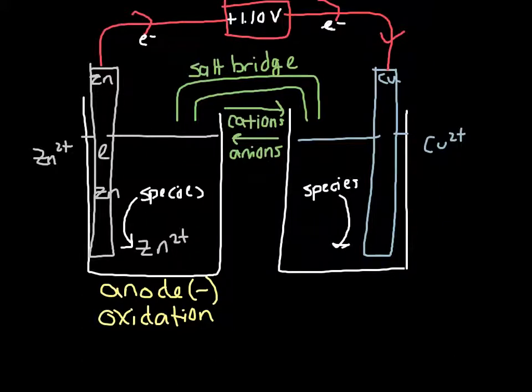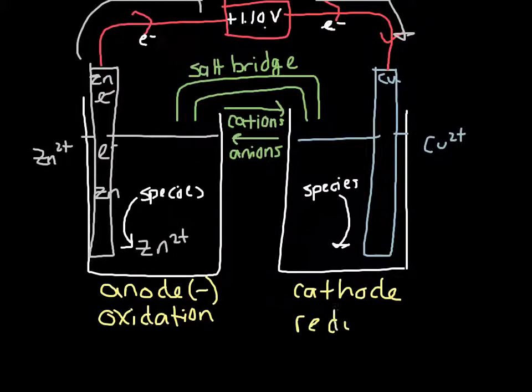Those electrons that were given off are now going to move up and through this external wire. It's going to move across this external wire, be read by the voltmeter, so we can see that there's a positive 1.10 volts. And that's telling us which direction it's moving in. Now, those electrons are moving towards the cathode because they are attracted to the positive end. The cathode is where reduction occurs, hence it's gaining the electrons that were released from the anode.